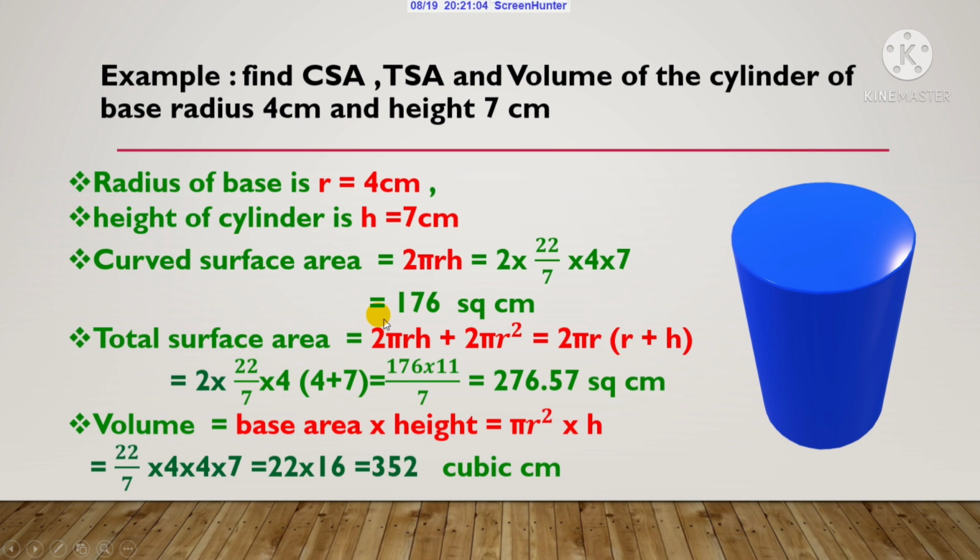Calculation will be 176. Similarly, total surface area, that is 2 pi r h plus 2 pi r square, substitute in this. So 2 into pi, 22 by 7, into r plus h. So the calculation will be like this, 276.57 square centimeters. So volume, base area into height, that is pi r square into h, 22 by 7 into 4 into 4 into h. It will be 352 cubic centimeters.